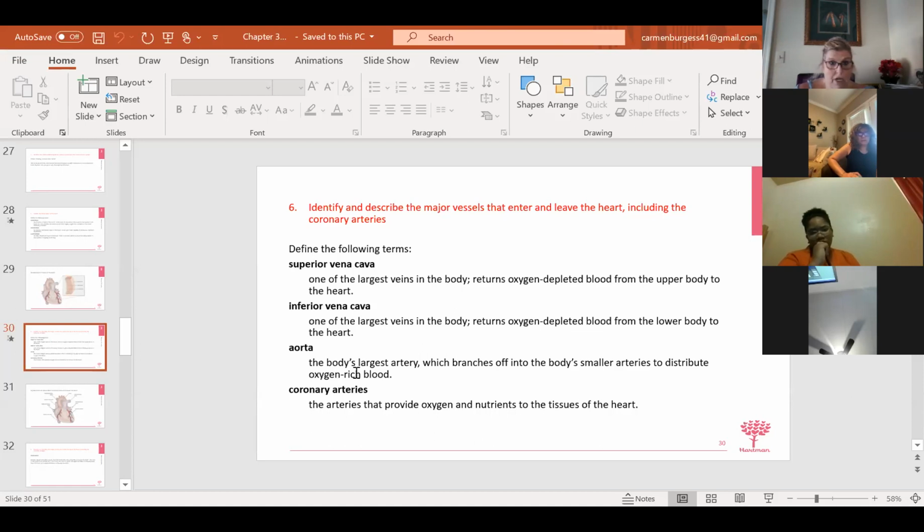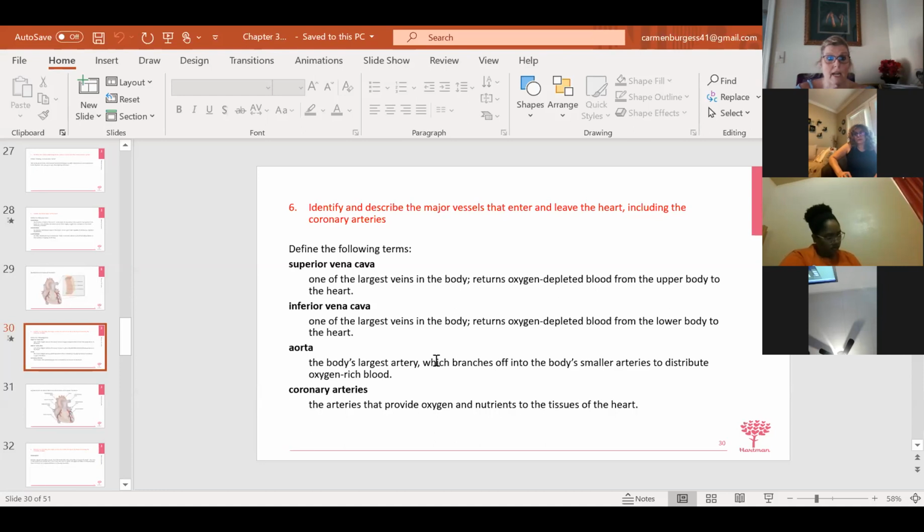The aorta, what do you need to know? Everybody has heard of the aorta. It's the largest artery. It branches out of the left ventricle. It carries all this oxygen-rich blood to the body. So it'll branch off to the arteries and to the arterioles, and it's what gives the heart and the body its nutrients and oxygen.